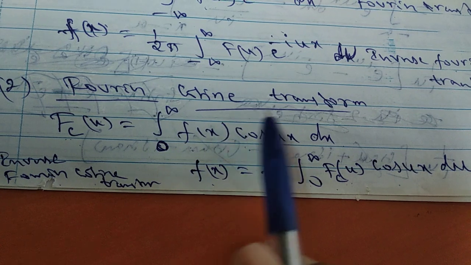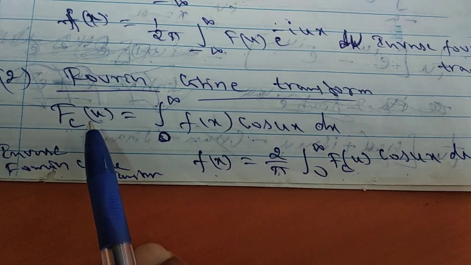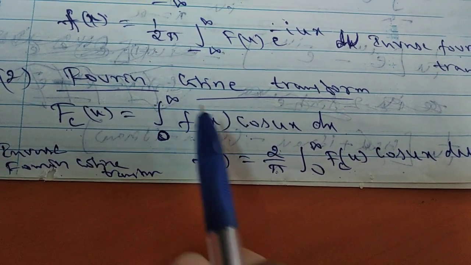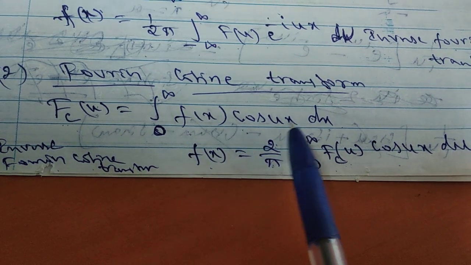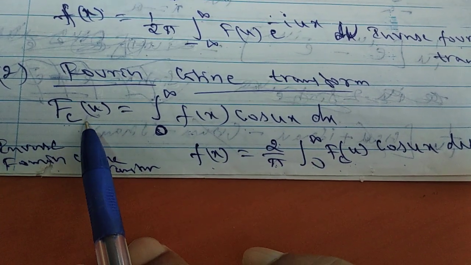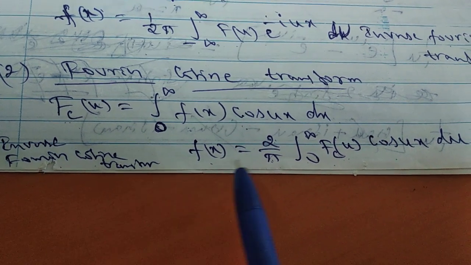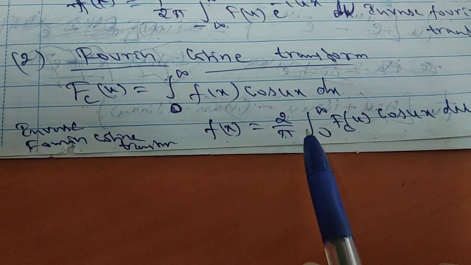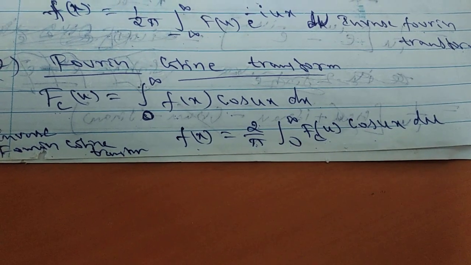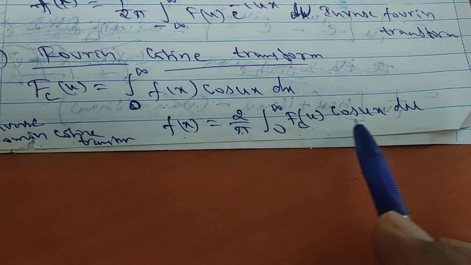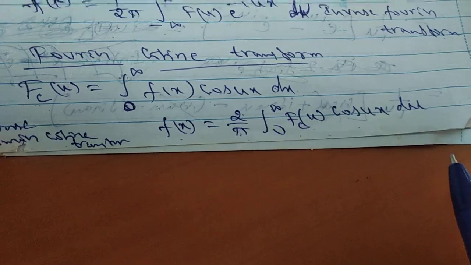Similarly, the Fourier cosine transform is given by the formula F_c(u) = integral from 0 to infinity of f(x) cos(ux) dx. So here C represents the cosine transform. And similarly, the inverse Fourier cosine transform is given by f(x) = 2/π integral from 0 to infinity of F_c(u) cos(ux) du.